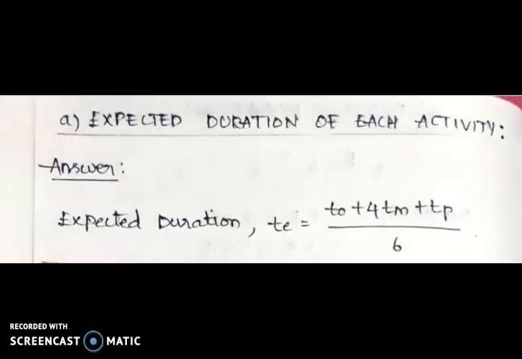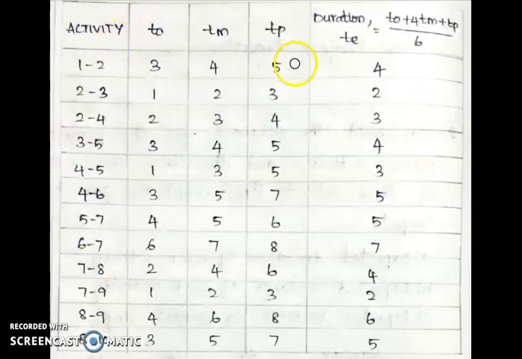To find the expected duration of each activity, the formula is TE equal to TO, the optimistic time, plus 4 times TM, the most likely time, plus TP, the pessimistic time, divided by 6. To find the expected duration of each activity we use this formula: TE equal to TO plus 4TM plus TP divided by 6. This is to find the duration.